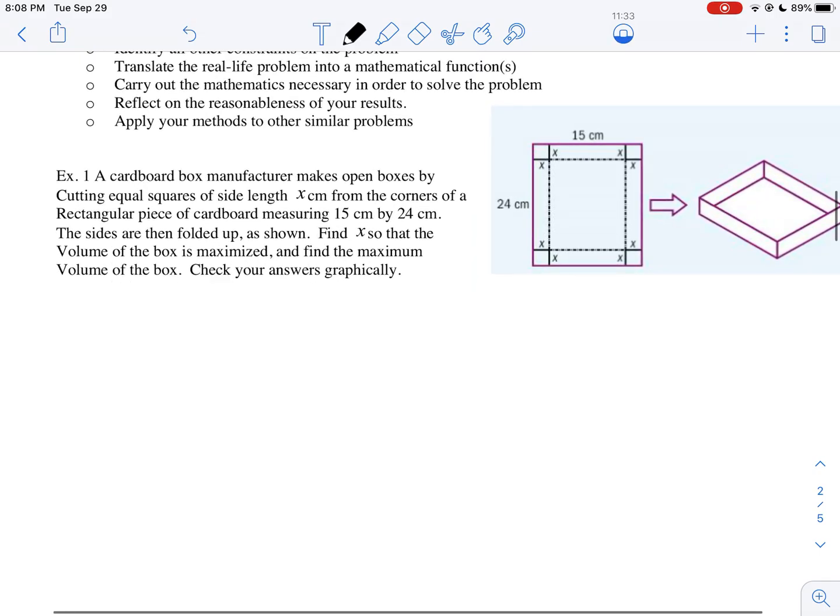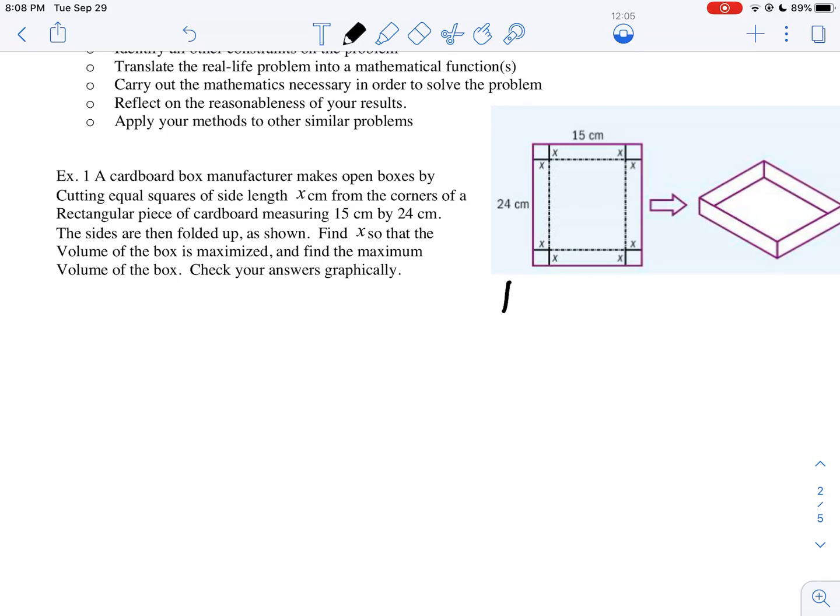All right, let's take a look at example 1. It says, a cardboard box manufacturer makes open boxes by cutting equal squares of length x centimeters from the corners of a rectangular piece of cardboard measuring 15 by 24 centimeters. The sides are then folded up as shown. Find x so that the box is maximized and find the maximum volume of the box.